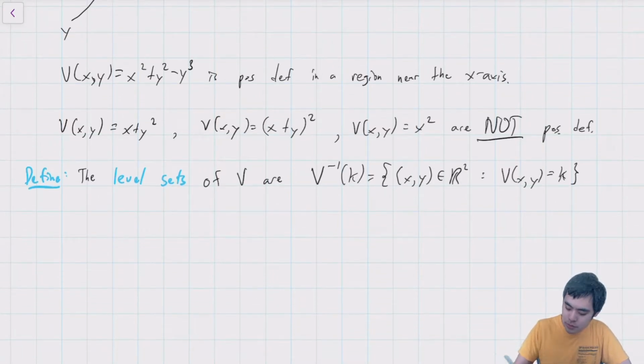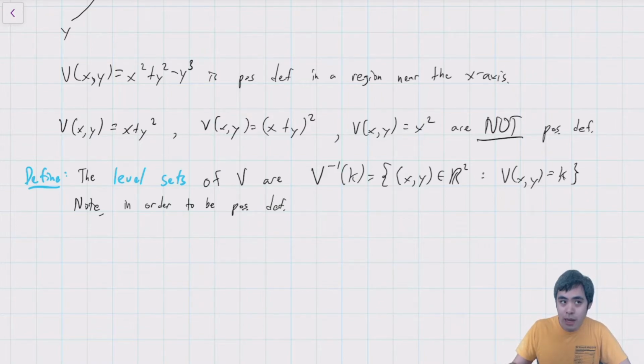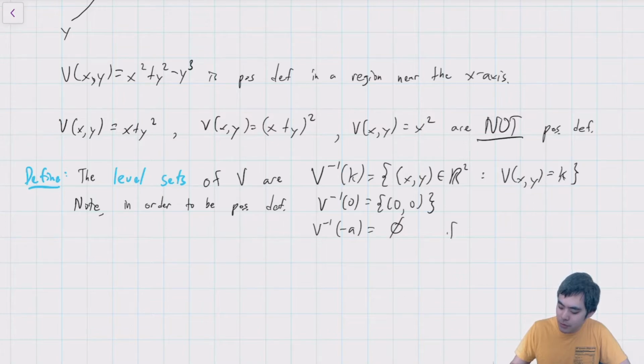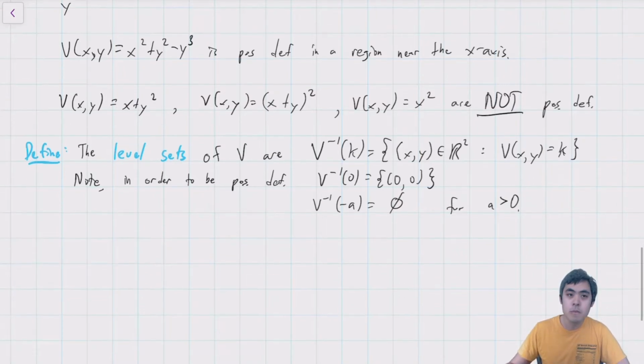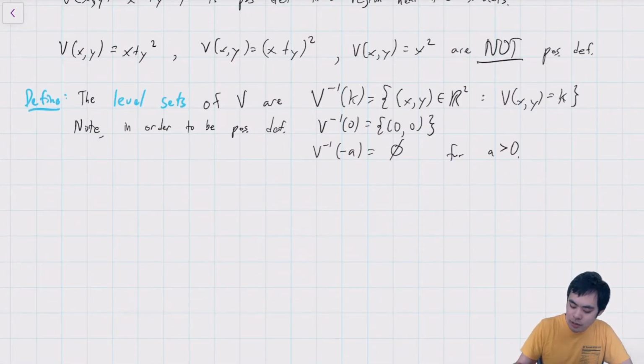And note, in order to be positive definite, we have to have V inverse of the level set of 0 to just be the origin. And the level set of any negative number has to be the empty set. And so one easy way to see that these are not positive definite is just to look at the 0 level sets for each of these functions. So V of (x, y) is equal to x plus y squared.